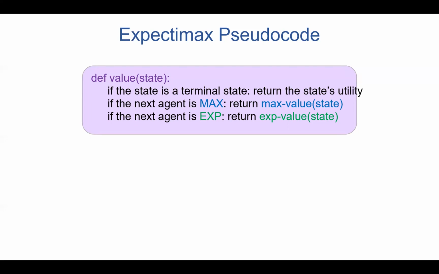The algorithm for Expectimax is actually very, very similar to Minimax. If you remember the value function, just like how we covered in the last lecture, if the state is a terminal state, return the state's utility, because we already have the value. It's a terminal state; we have reached the end. If the next agent is max, return the max value. That's exactly the same as Minimax. If the next agent is an Expectimax agent, instead of a minimizing agent, return the expected value. Instead of using the minimum function, you use the expectation.